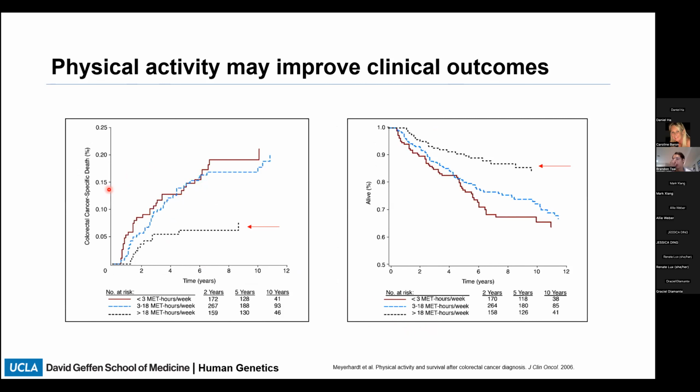Physical activity after cancer treatment may also improve clinical outcomes. On the left, we have a cumulative incidence curve of colorectal cancer specific deaths by level of post-diagnosis physical activity. And on the right, we have a Kaplan-Meier curve of the overall survival. As indicated by these red arrows, the most active group had the lower mortality, both cancer specific and overall.